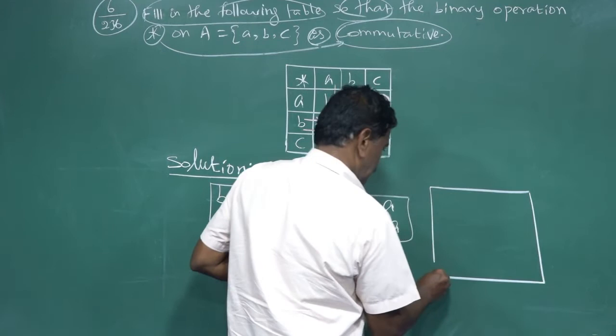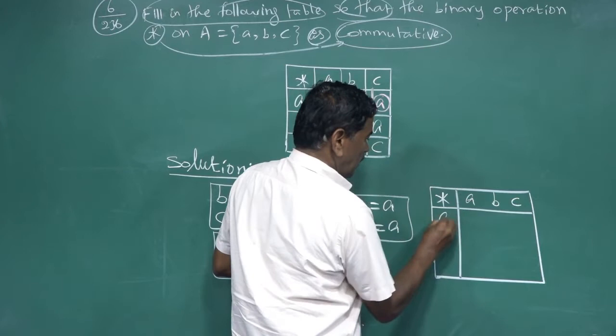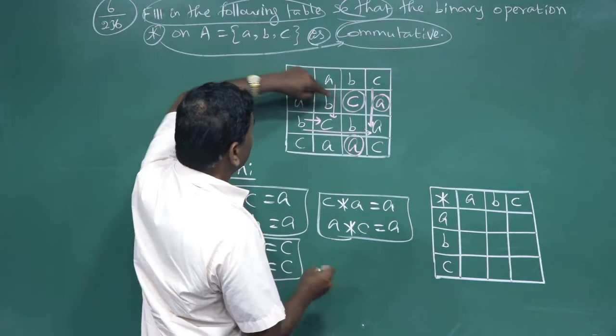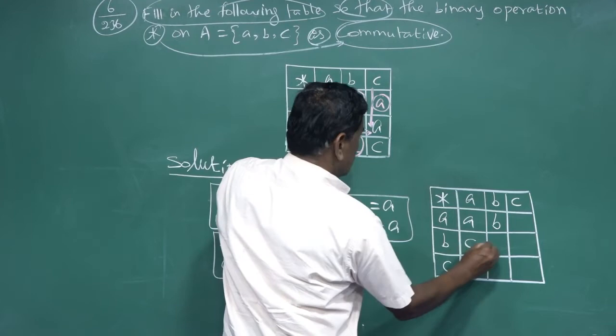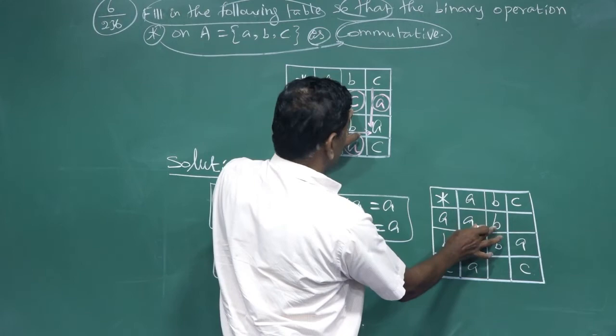Fill the table. Star is the operation on A, B, C. Here A, B is already given. Next, C, B, A is given. And here A, C. The places vacant are where we want to find B, C. Sorry, that is a mistake.